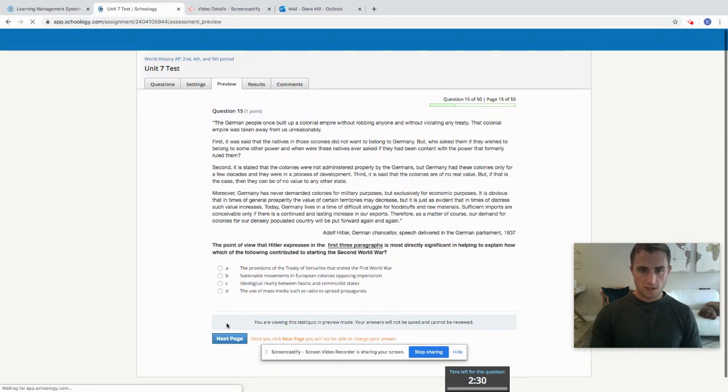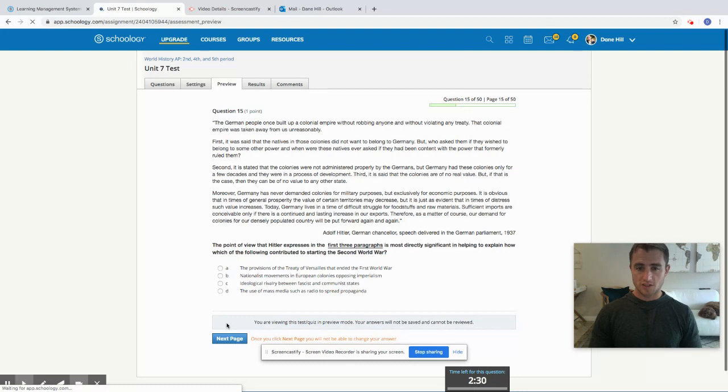Okay, same stimulus. The point of view that he expresses in the first three paragraphs is most directly significant in helping explain how which of the following contributed to the Second World War. Okay, so we read the last paragraph. Let's read the first three. The German people once built a colonial empire without robbing anyone, without violating any treaty. The colonial empire was taken away from us unreasonably. Okay, so we've already got some resentment for the Treaty of Versailles.